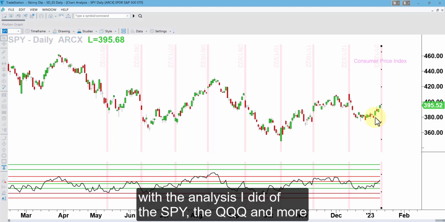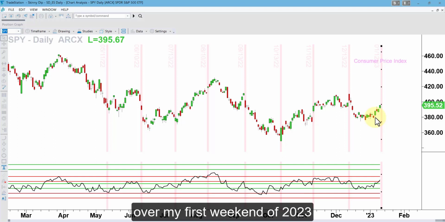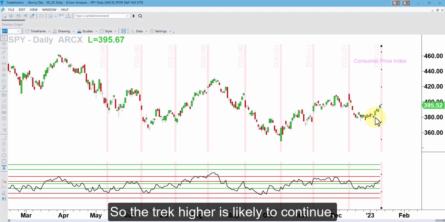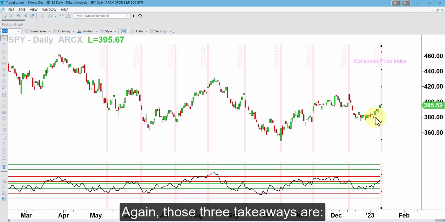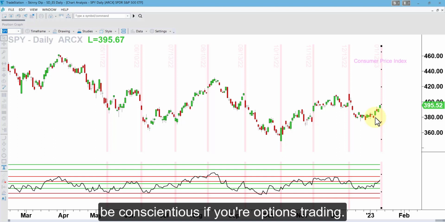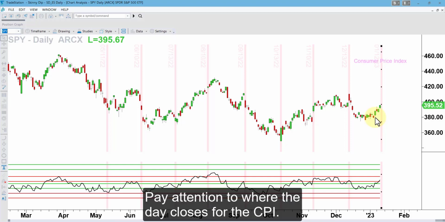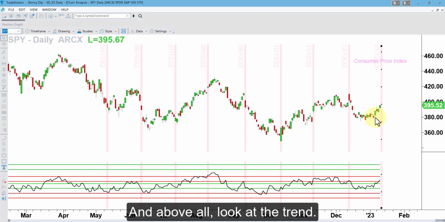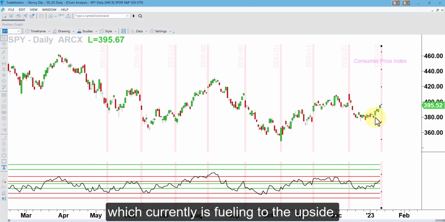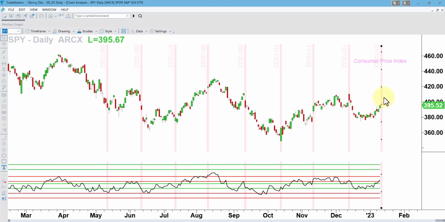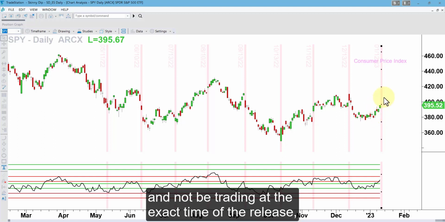That falls right in line with the analysis I did of the SPY, the Qs, and more over my first weekend of 2023, where I did my outlook reports. So the trek higher is likely to continue, but be wary of the volatility that may occur. Again, those three takeaways are: watch out for a wide range day, be careful if you're intraday trading, be conscientious if you're options trading, pay attention to where the day closes for the CPI, and above all, look at the trend. Make sure that whatever actions you're taking, you're in line with the trend, which currently is fueling to the upside. So you can always back off and not be trading at the exact time of the release.